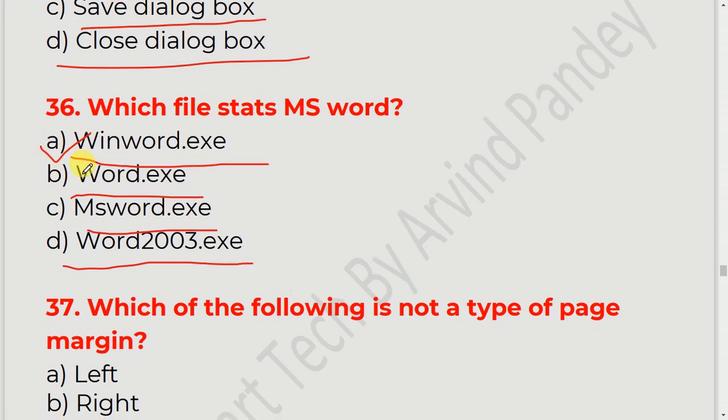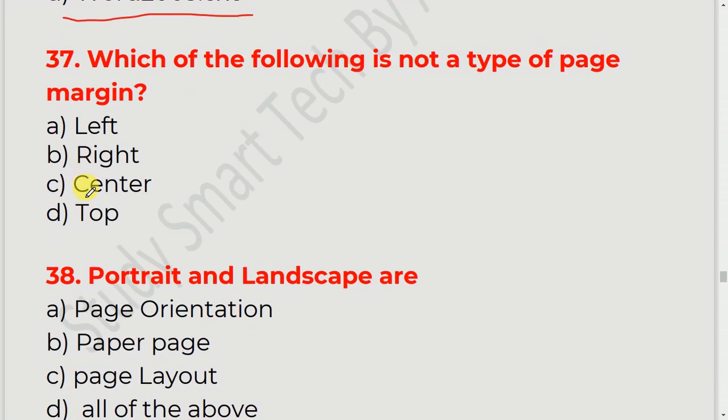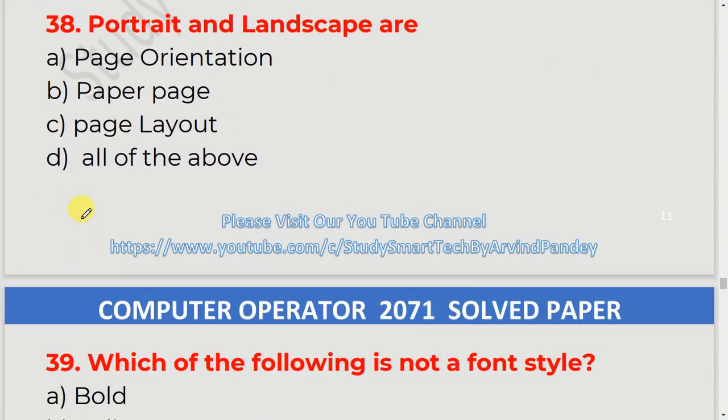windword.exe. Question number 37. Which of the following is not a type of page margin? Option A left, B right, C center, D top. And the correct answer is option C center. Question number 38. Portrait and landscape are option A page orientation, B paper page, C page layout, D all of the above. And the correct answer is option A page orientation.